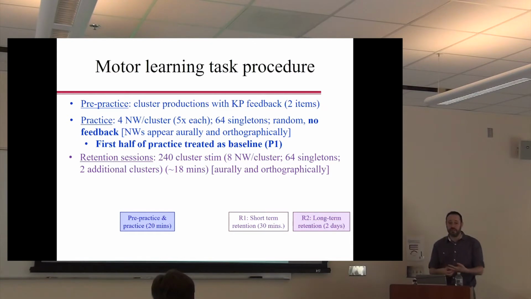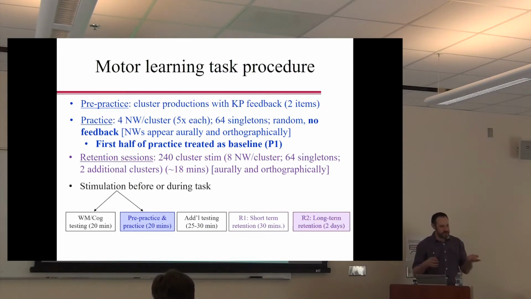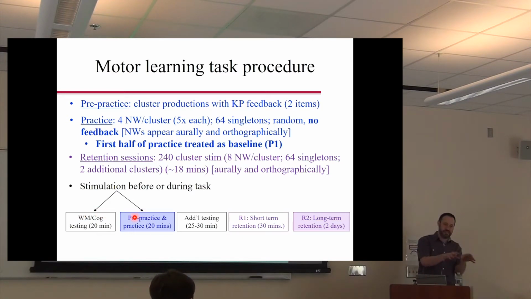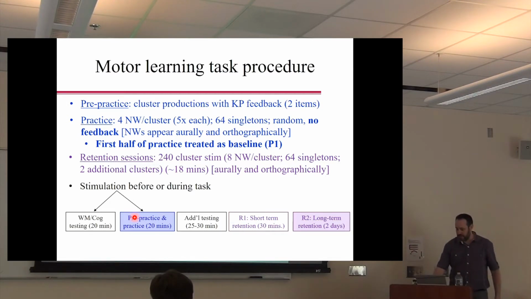Every time they were presented with these non-words, they were presented both orally and orthographically, so that we weren't relying on their perception, because the subject's perception would be as poor as ours. We also filled some time with some additional testing, and we provided tDCS stimulation either before or during that task. We had 20 minutes of working memory and other cognitive testing at the beginning. Everybody had the tDCS put on at the very beginning, and then half of the participants received tDCS during this time, and half received it during this time. Of each of those halves, there's an active and a sham for different participants.